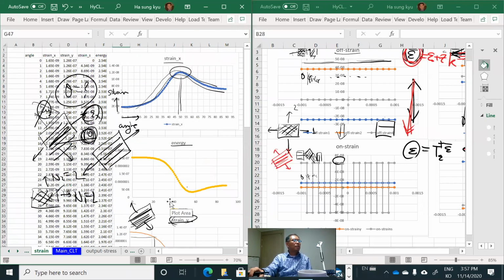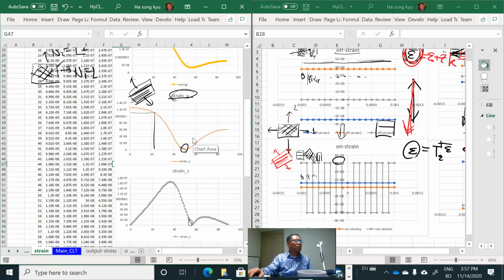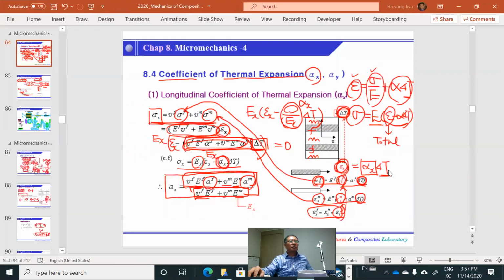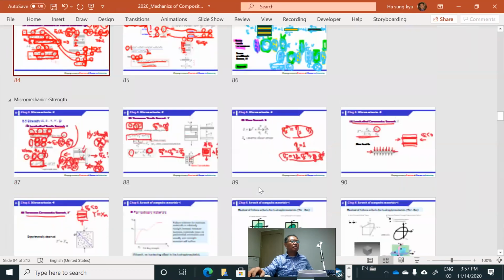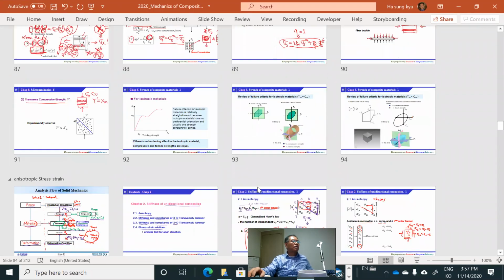Okay, so the point is which angle needs to be designed. Well, we don't know yet. That's why in the next chapter we need to understand the failure theory, like Von Mises stresses. We need to understand when a ply will fail and is weaker than other cases. So that's the subject we need to cover next week, the strengths.